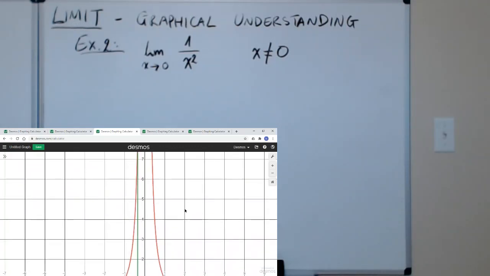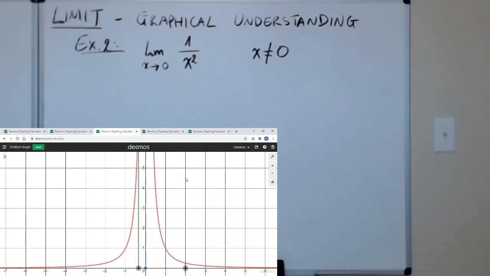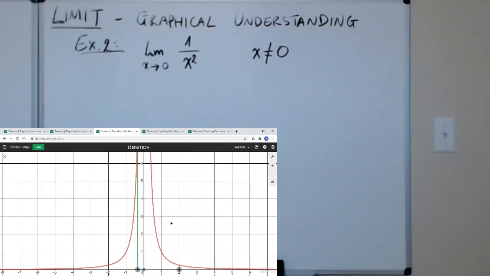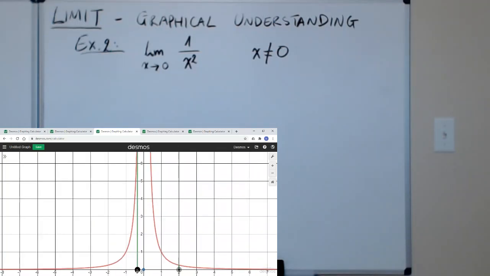So as I keep making my way on the x-axis closer to 0 from the left-hand side, the height keeps growing up and keeps growing up. And so these heights here seem to keep growing infinitely.